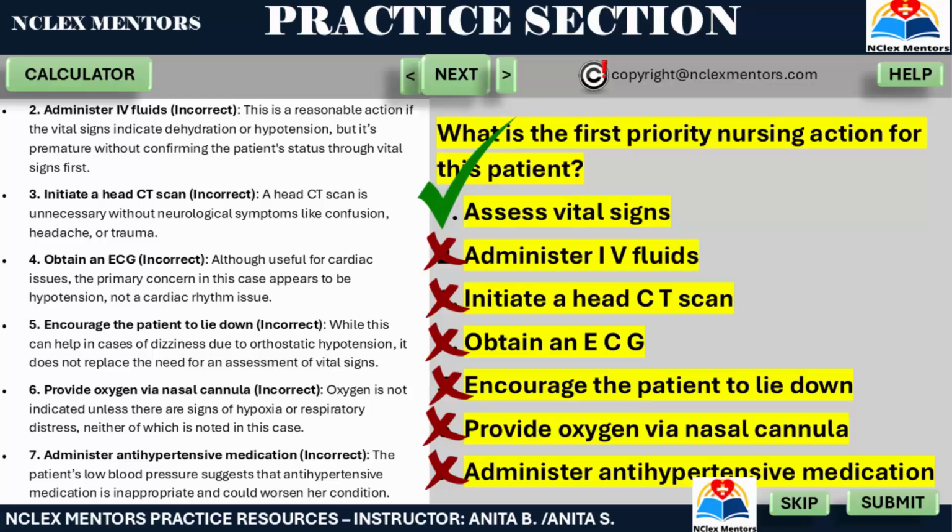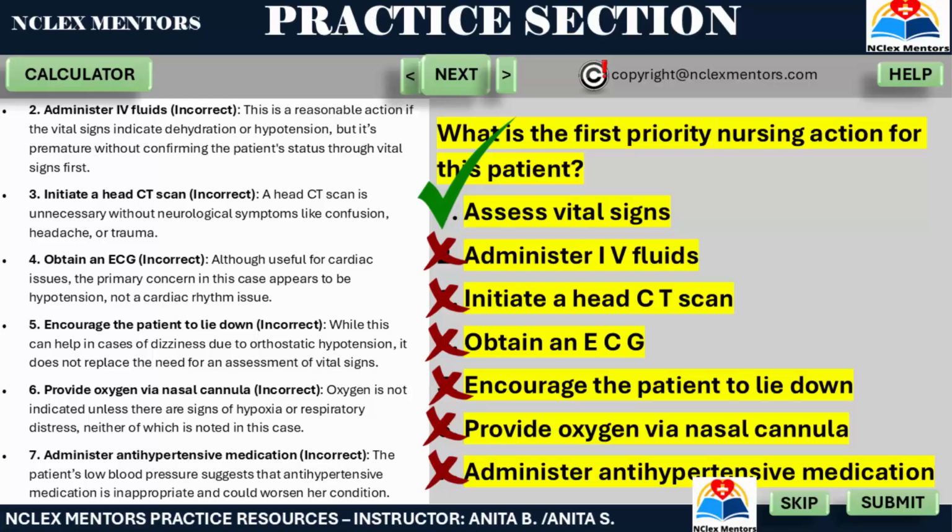Option 2. Administer IV fluids. Incorrect. This is a reasonable action if the vital signs indicate dehydration or hypotension, but it's premature without confirming the patient's status through vital signs first. Option 3. Initiate a head CT scan. Incorrect. A head CT scan is unnecessary without neurological symptoms like confusion, headache, or trauma.